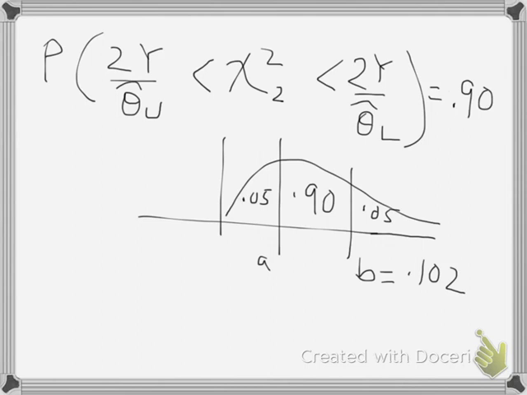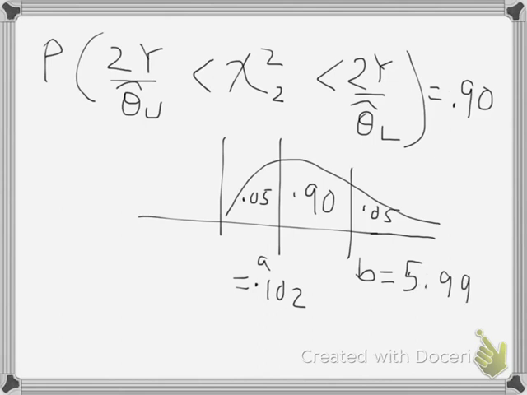Now find this critical point A. The area on the right tail of A is 0.95, right? So I'm looking at 0.95, 2 degrees of freedom. That's 0.102, yeah. And this one is 5.99. So you have these 2 points.